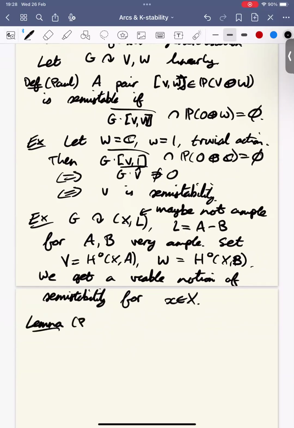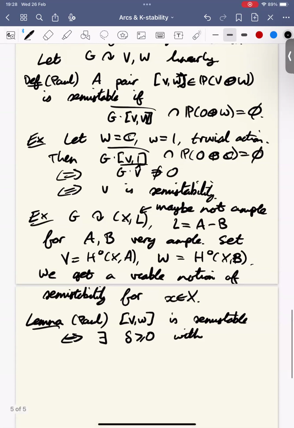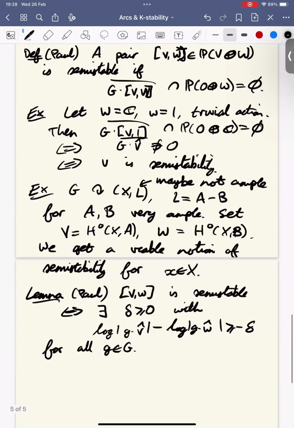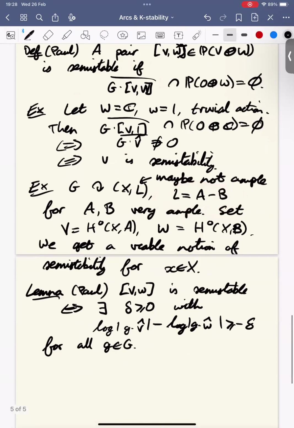So the following lemma then gives a kind of analytic characterization of semi-stability of pairs. My pair V, W is semi-stable if and only if there exists a delta greater than 0. So it's again going to be a kind of boundedness of some functional, with log of the norm of g dot v hat minus the log of the norm of g dot w hat bounded below by minus delta for all g in G. So we get a version of the Kempf-Ness characterization, but for a difference of log norms rather than a single one. That's parallel to what I was saying about writing L as a difference of ample line bundles. I'll call this condition, that the pair of points V, W, is analytically semi-stable.